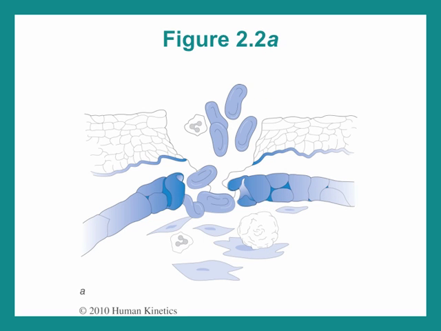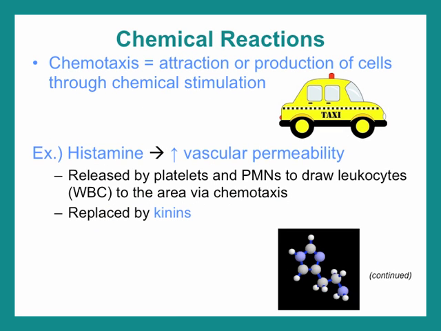So here we have a picture of the cells coming in, the white blood cells, the PMNs, starting to help with the fibrin plug of events. And then the last one is what's called chemotaxis. Chemotaxis is the attraction or production of cells through chemical stimulation. The little taxi is there because this word reminds me of a taxi going out and getting chemicals and transporting them back into the injury site so that we can have the initial phases of reactions to inflammation beginning.